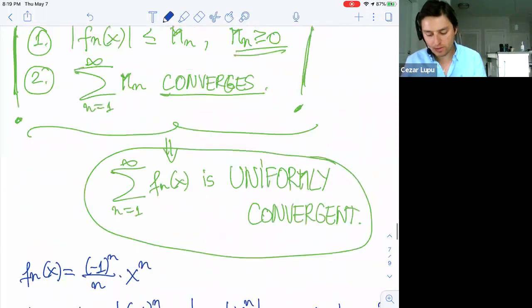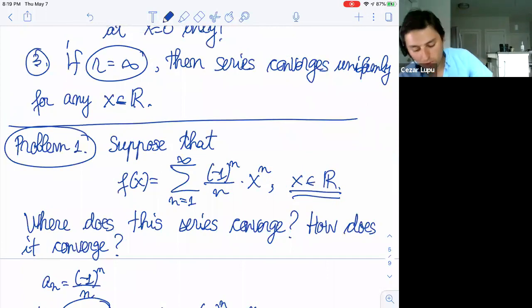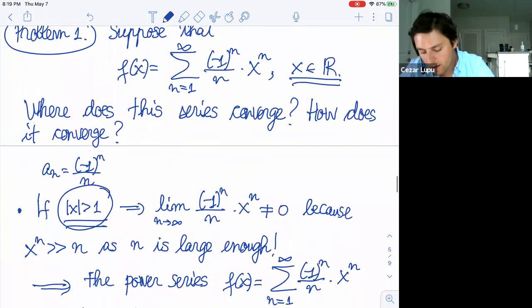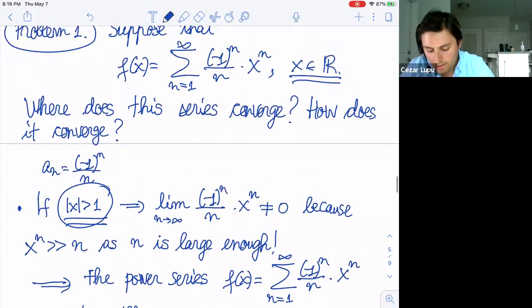So we answered the question. Let's go back to the initial question: where does the series converge? We've answered, and how it does converge. We've seen that at x equals 1, it does converge as a series. But we've seen that for x in the open interval (-1, 1), it does even converge uniformly, which is great. But this is the hard way. We've analyzed everything, and we've seen that for x greater than 1, something like this happens.